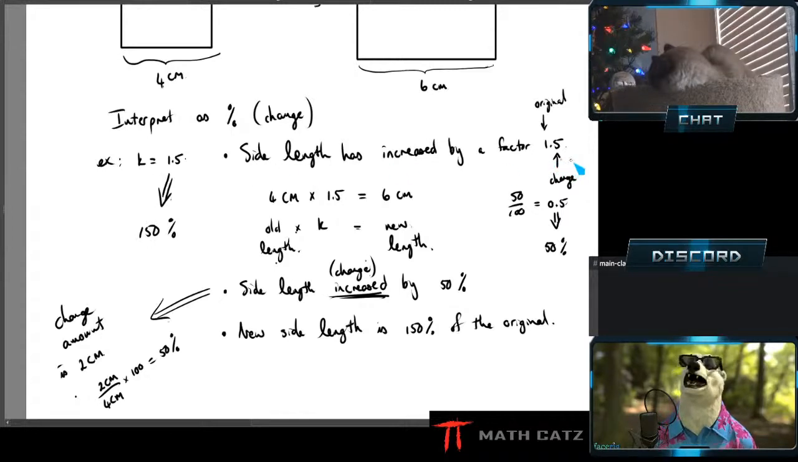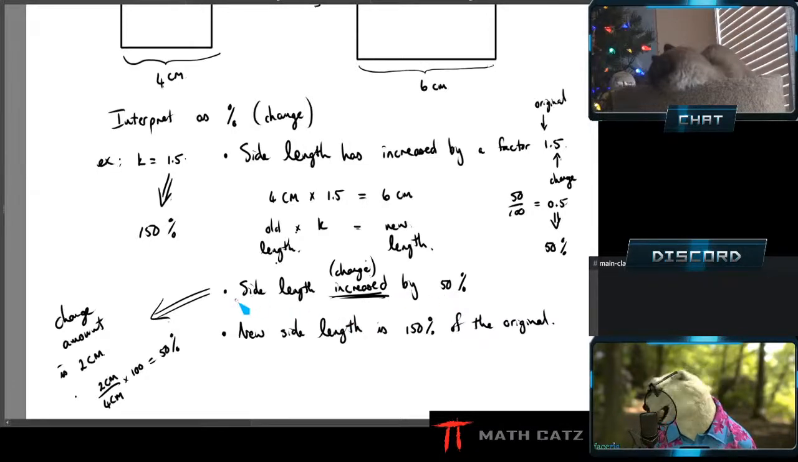I can just say what the scale factor is. I can convert that scale factor directly to a percentage and say the new side length is 150% of the original. Or I can focus on just the change beyond the base 1, the base 100%, and say the side length increased by that percentage, 50% in this case.